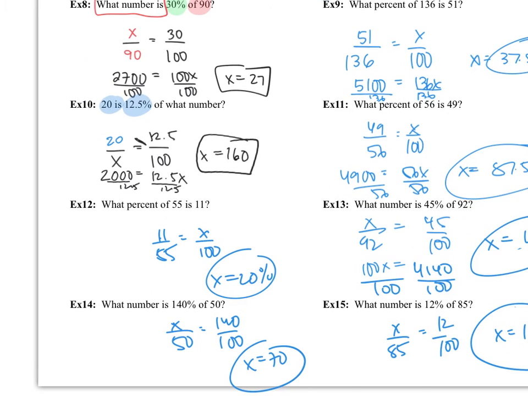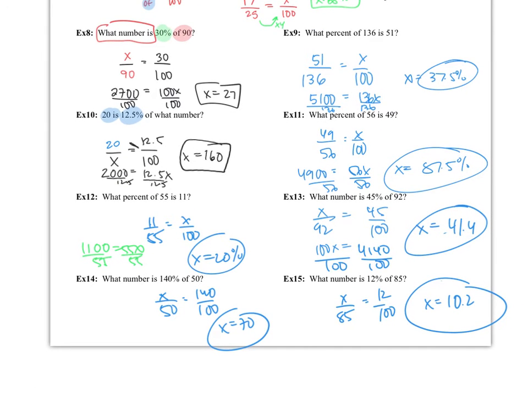Over here, we've got 11 over 55 equals x over 100. You could cross multiply to get 1100 equals 55x. Divide both sides by 55, and you're going to get 20%. On number 13, you can cross multiply to get 100x equals 4,140. Divide by 100. That would move the decimal back 2 places, and your final answer is going to be 41.4.